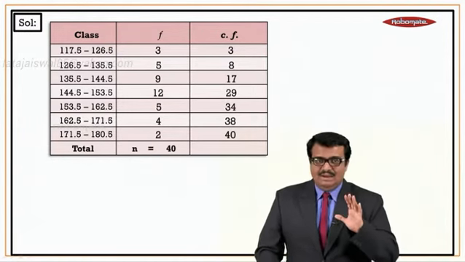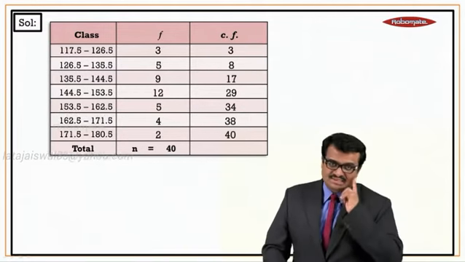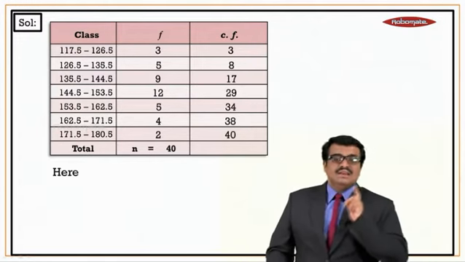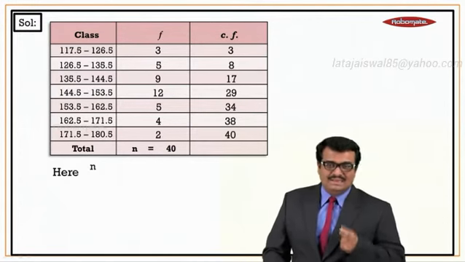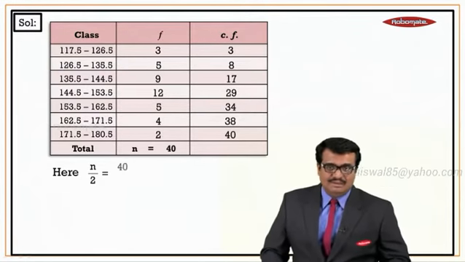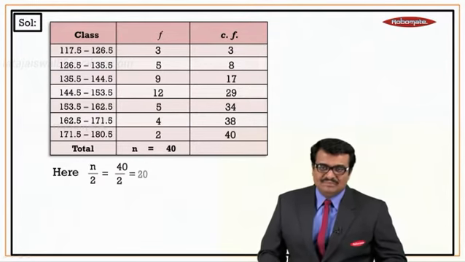The table is completed. After completing the table, the first thing you have to locate is the median class. And what is the procedure to locate the median class? Just take the total of the frequency, n, divided by 2. What is the value of n we got? 40. 40 divided by 2 gives you 20.